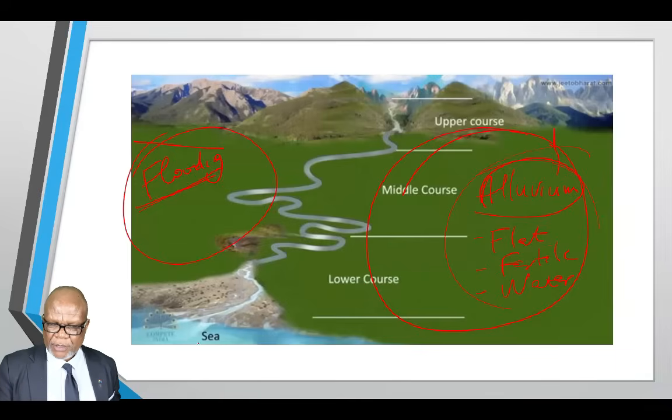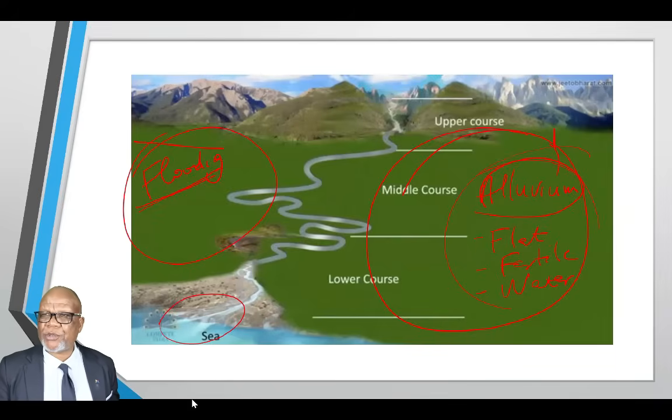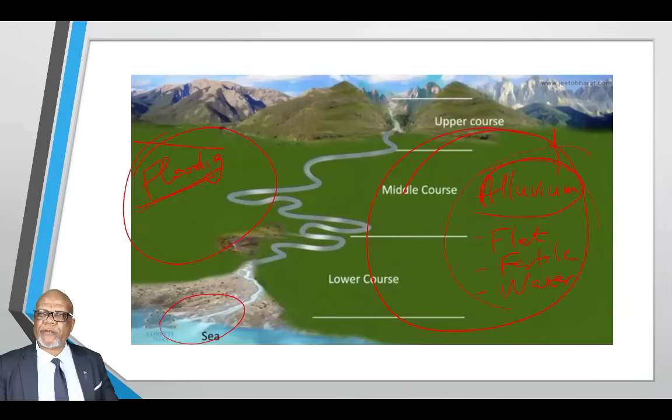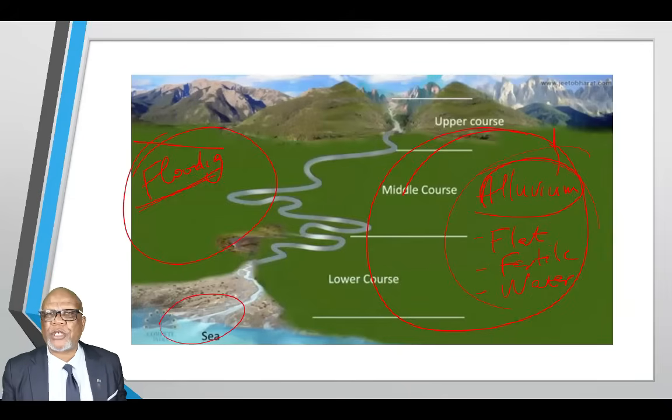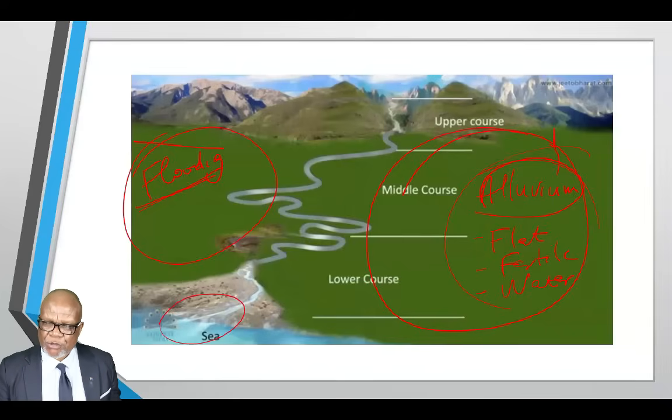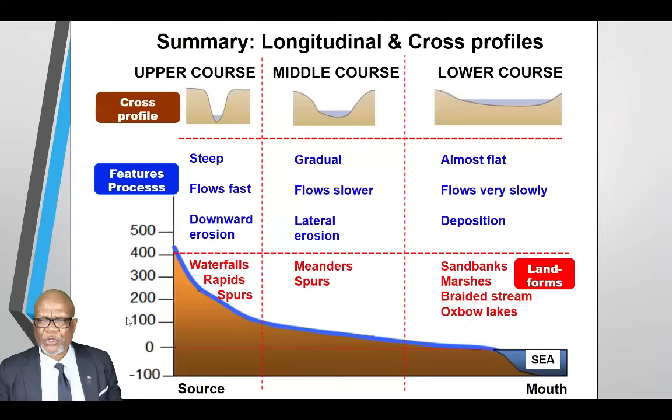And then here in the mouth, these are the features that we call a delta. The delta occurs when the river breaks into distributaries. The distributaries are the small streams that break from the mainstream as the river flows into the sea. Remember, the tributaries join the river, but the distributaries break away from the mainstream. So this is a continued characteristics of a river profile.